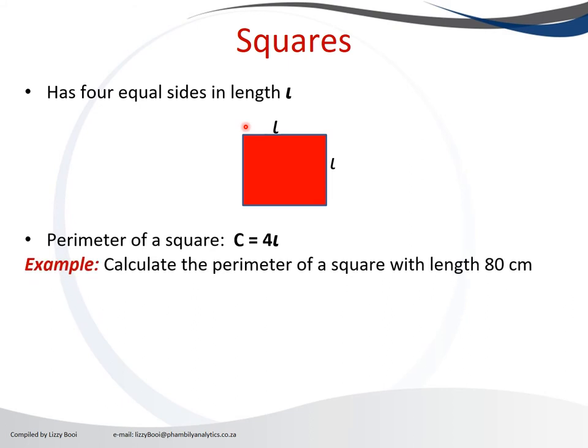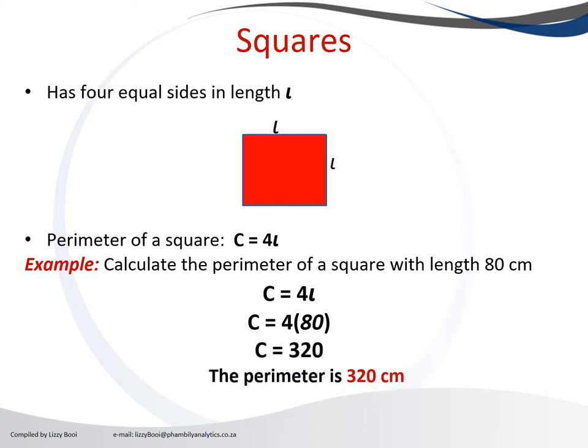Calculate the perimeter of a square with the length of 80. So this is 80, that is 80, that is 80, and that is 80. You can add 80 plus 80 plus 80 plus 80. It will give you the perimeter or the circumference. C is equal to L times 4, where L is 80, times 4. It gives us 320. Therefore, the perimeter is 320 centimeters.